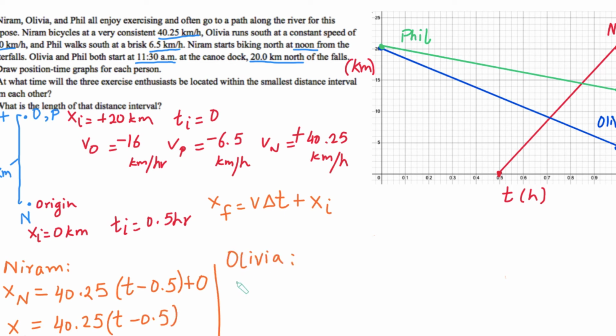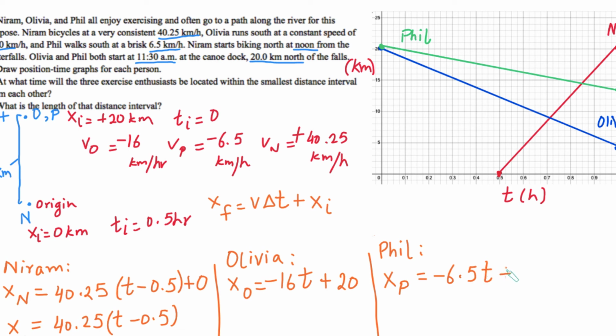For Olivia, general position is given by xo. Her constant velocity is minus 16, so minus 16 multiplied by the time interval. If I expand it, it would be t final minus t initial, but because her t initial is 0, I can just write it as minus 16 times any final time, plus her initial location, which is 20 kilometers. Similarly for Phil, his final location is xp equals his velocity, minus 6.5, times the time interval t, plus his initial location, 20.